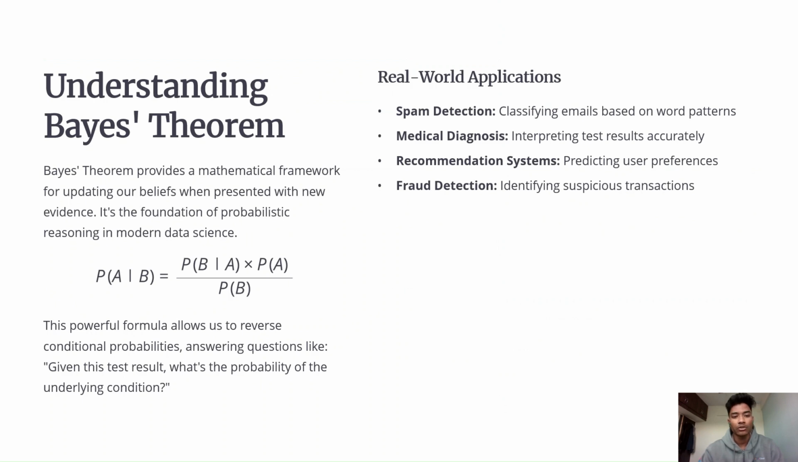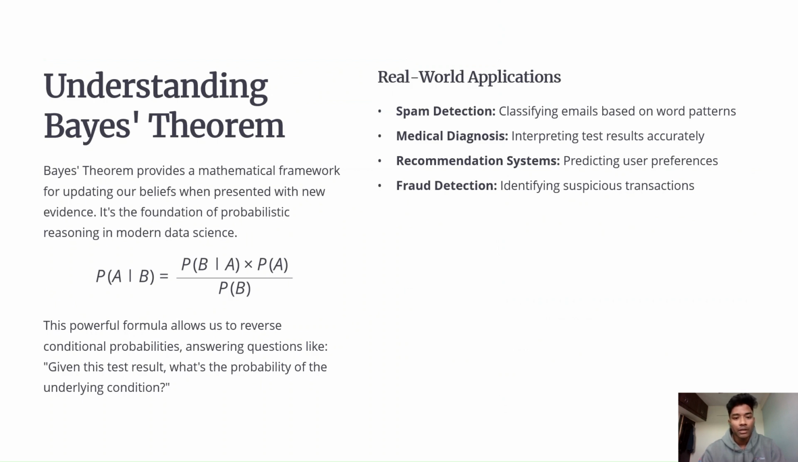Now, understanding Bayes theorem. Bayes theorem helps us update our beliefs when we get new information. This is the foundation of modern probabilistic reasoning. For example, instead of asking what's the chance a test is positive if someone has the disease, Bayes helps us understand a more useful question. If the test is positive, what's the chance the person actually has the disease? Pretty cool, right? This kind of reasoning is used everywhere in medicine, spam filters, fraud detection, and even in recommendation systems. Now, what are the real world applications of it?